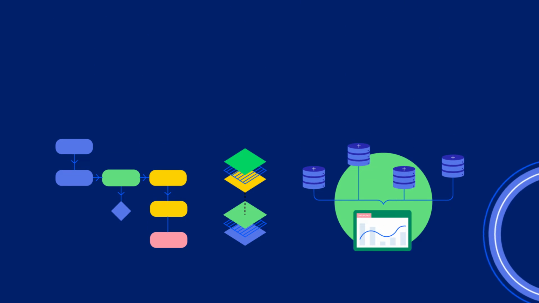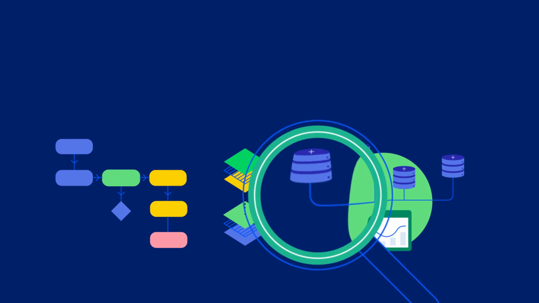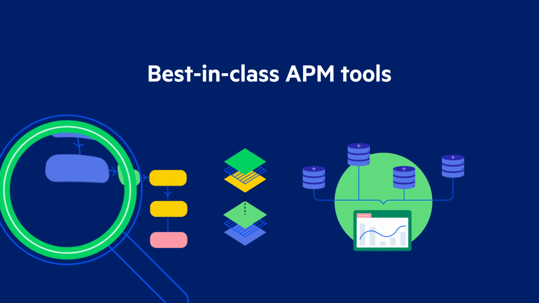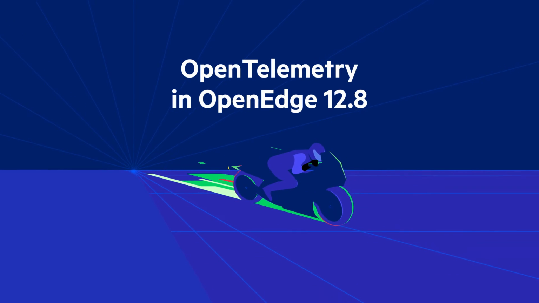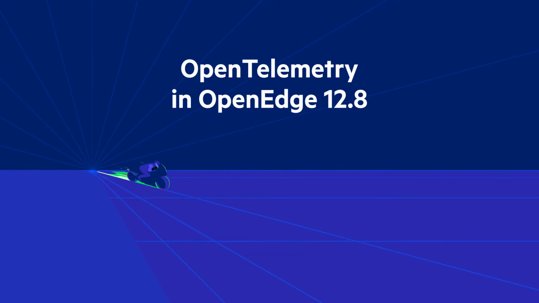OpenTelemetry Metrics and Traces help your application administrators and IT operations team offer greater insight into their OpenEdge applications at production runtime. Now you can monitor ABL business applications effectively using your best-in-class APM tools. Learn more about OpenTelemetry and other key features in Progress OpenEdge 12.8.